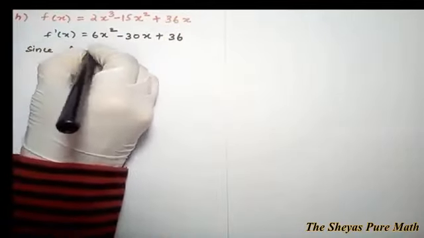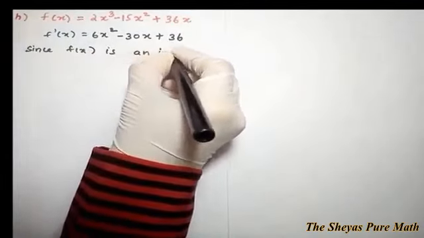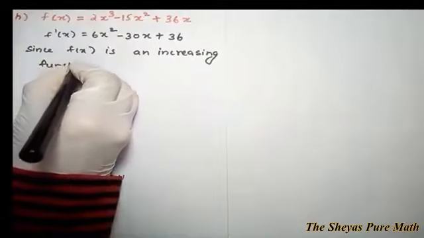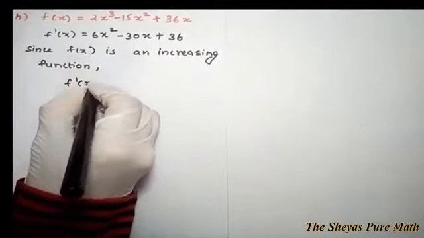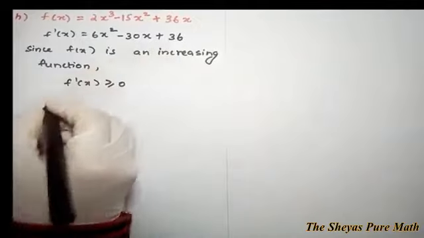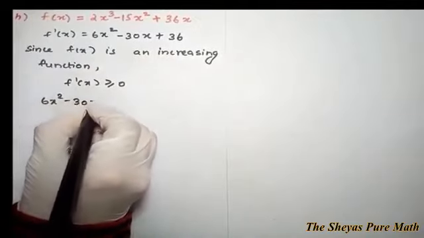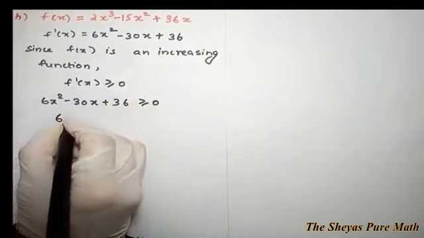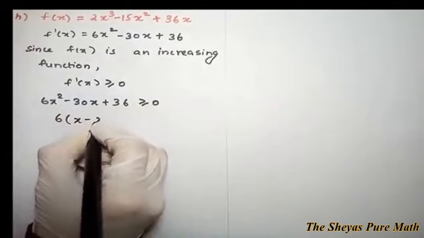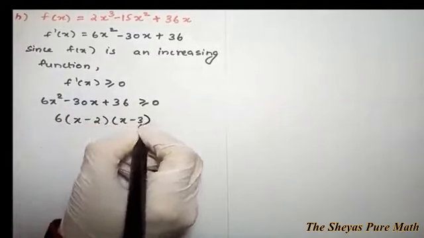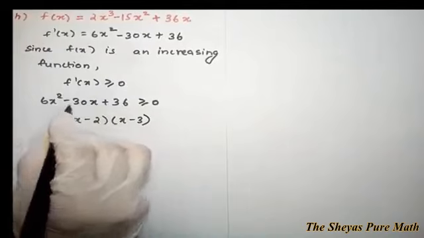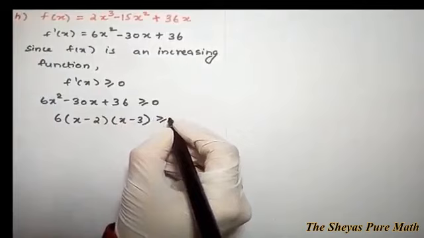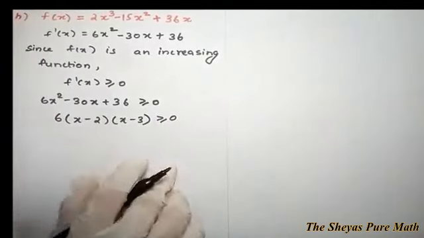Since f of x is an increasing function, we can write f dash of x greater than or equal to 0. So f dash of x is 6x square minus 30x plus 36, which is greater than or equal to 0. So from this I am taking out 6. So when I factorize, I will get x minus 2 and x minus 3. So you can take out 6 and then the remaining values you can factorize using your calculator, which is greater than or equal to 0.